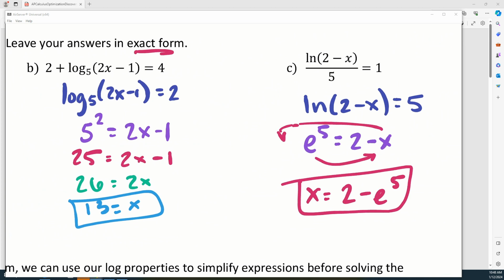And if they happen to put something like this on the ACT, that is how they would leave the answer, because the ACT questions are all supposed to be able to be done without a calculator. Calculator definitely helps, but it's not needed to do all the problems. Okay, what questions do you guys have on solving these equations? Okay.